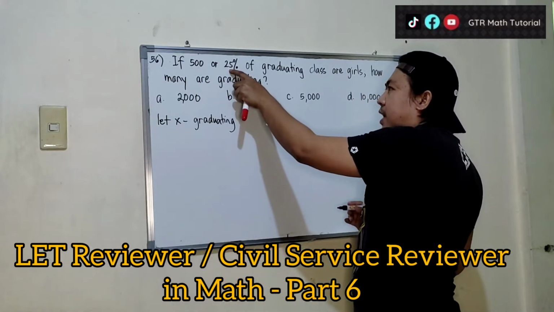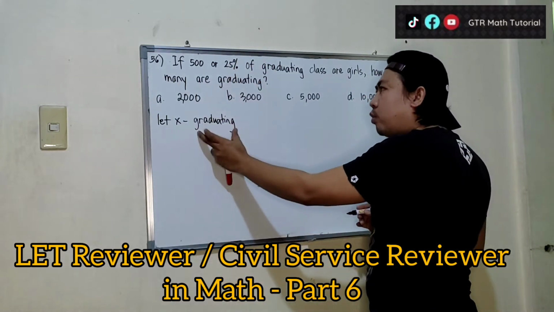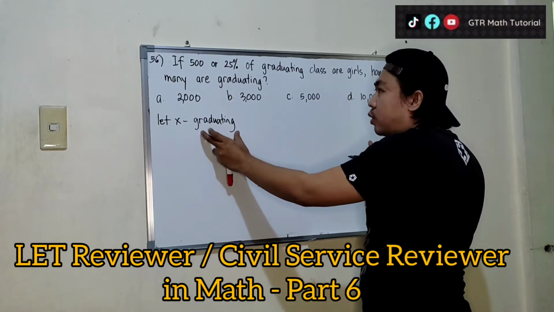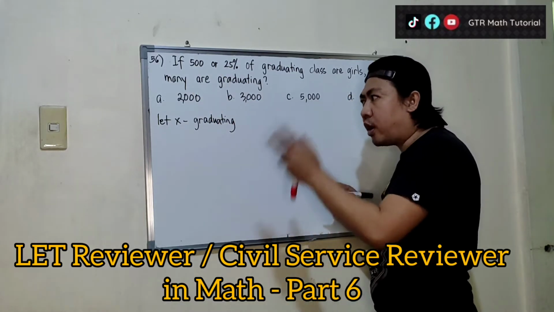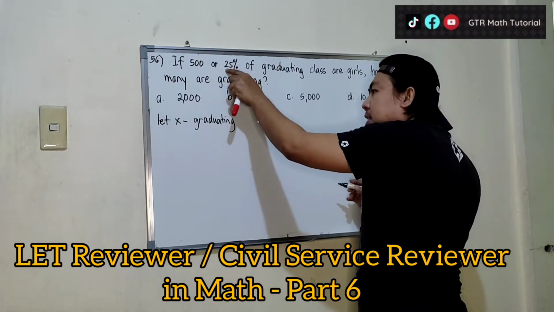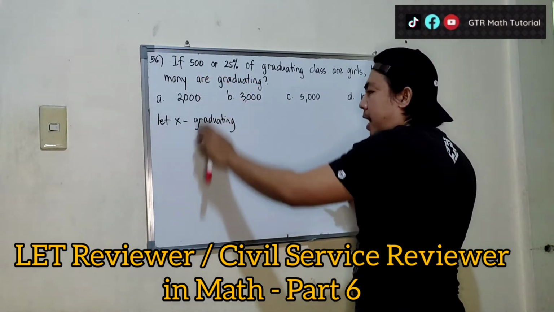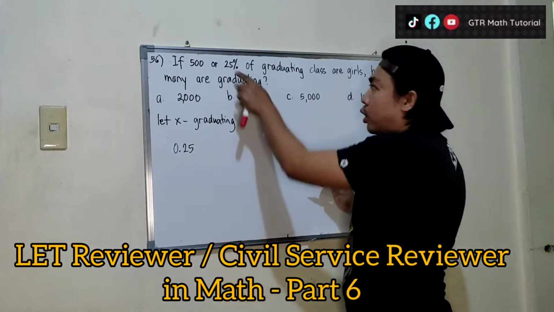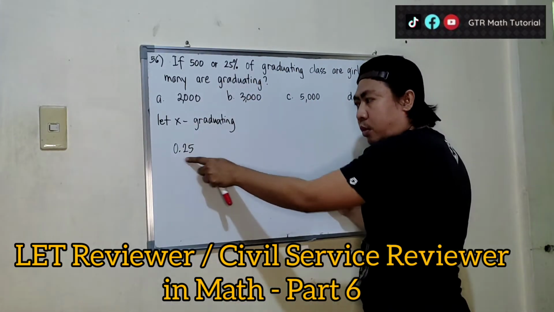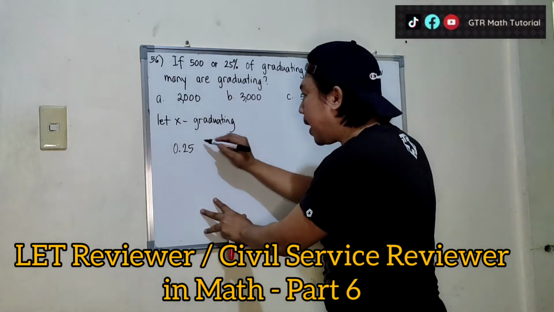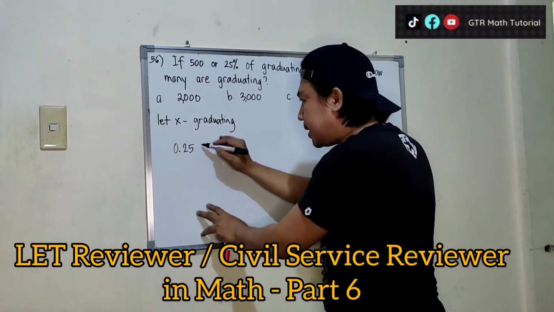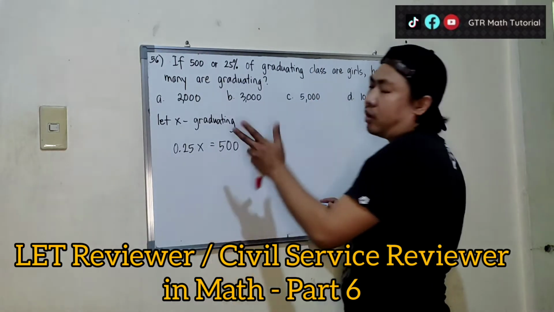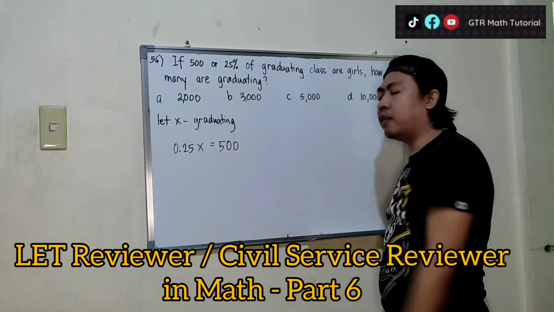So, 25% daw ng graduating ay girls. So, yung 25% ng graduating ay 500. So, therefore, ang equation natin is 25% of the graduating equals 500. So ito ang ating equation, 25% or 25% in decimal is 0.25. So 0.25 multiplied by x, the graduating, is equal to 500. Yun, so ganun lang kasimple ang ating equation, just solve for x.